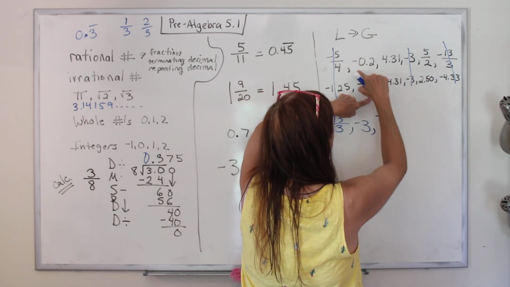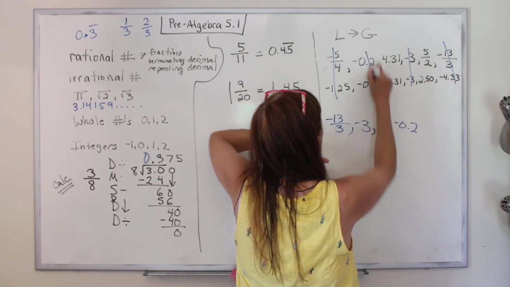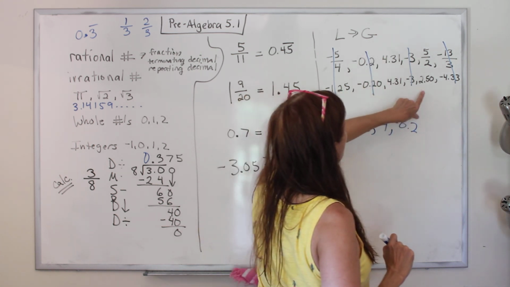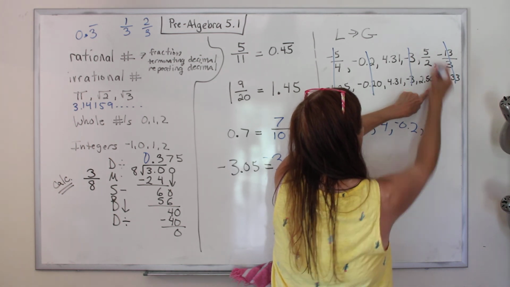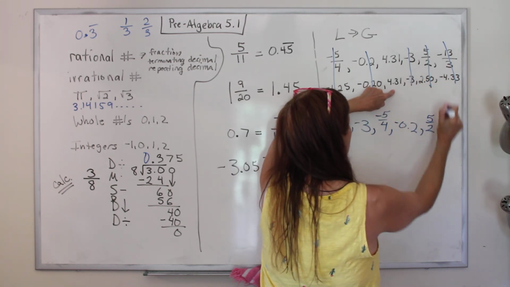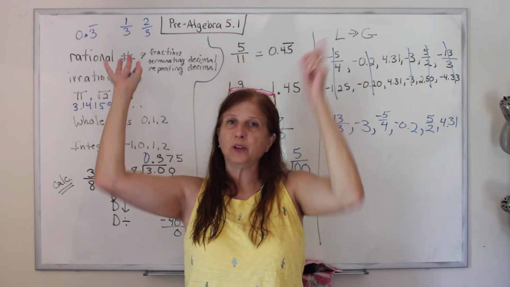Then negative 0.2, I'll get rid of my augmented 0, I don't need that anymore. Then 2.5, which is 5 halves, mark that one out. Then 4.31. Ta-da! We did it.